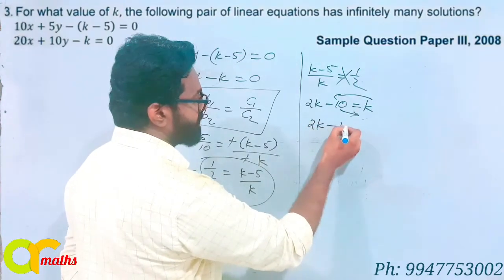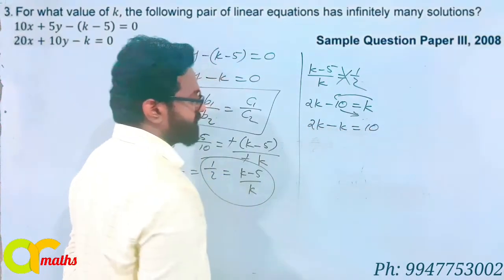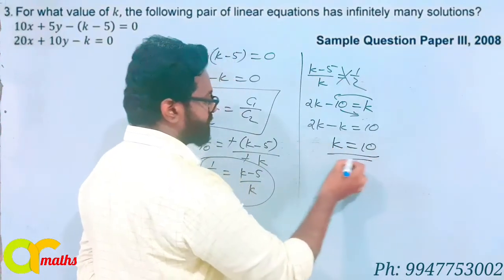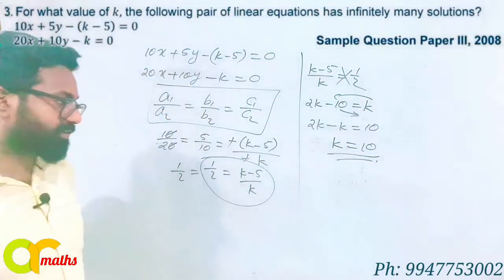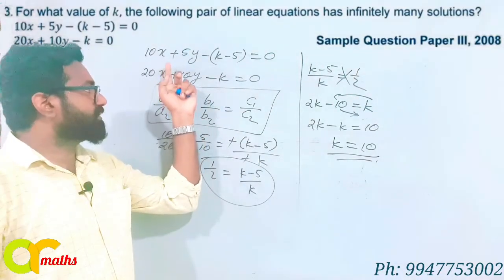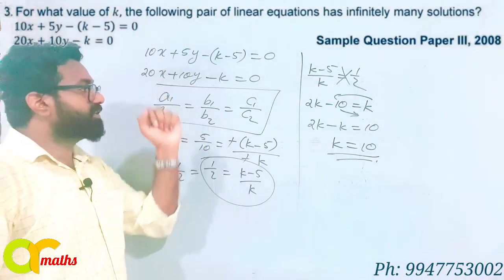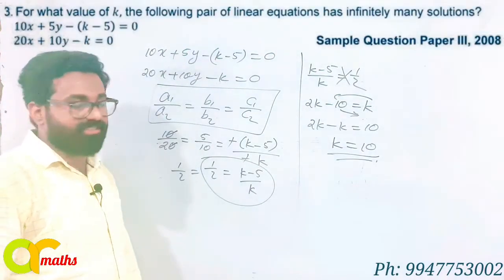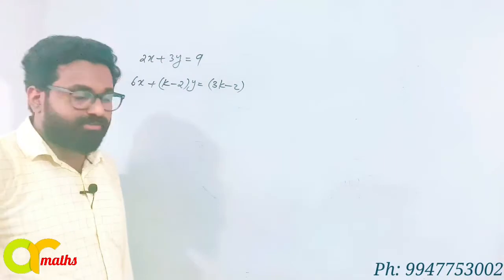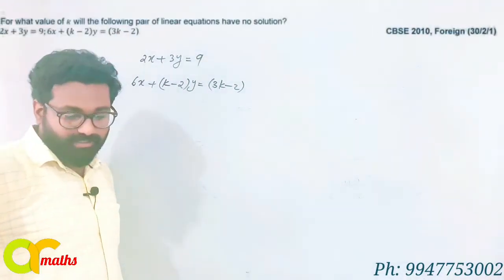Then simplification: 2k minus k equals 10. 2k minus k is k, so k equals 10. Therefore, the value of k is 10 if the equations have infinite solutions. This is also one more question. Clear? Okay, let's do our next question, which is a 2 mark question.